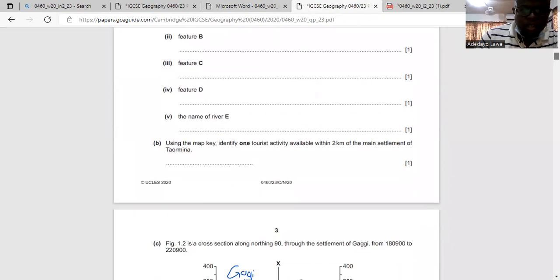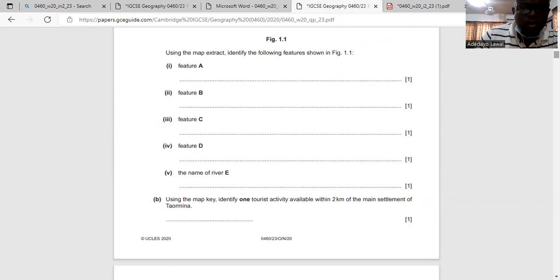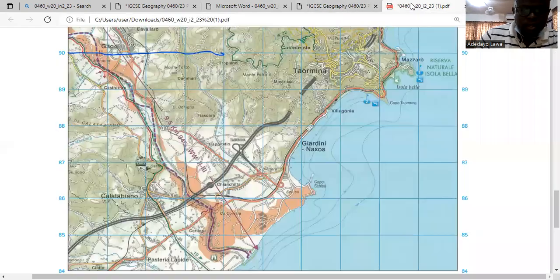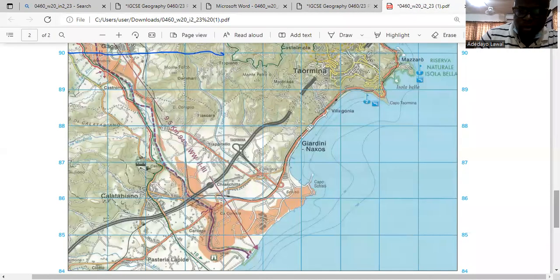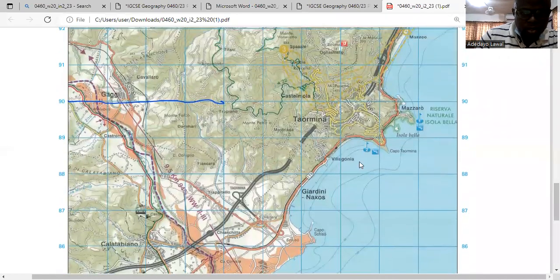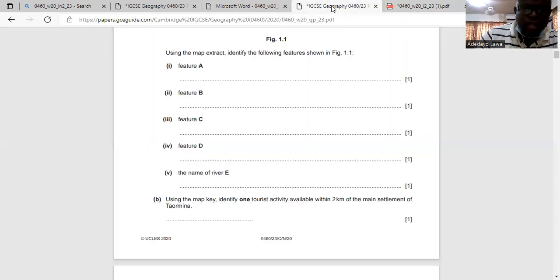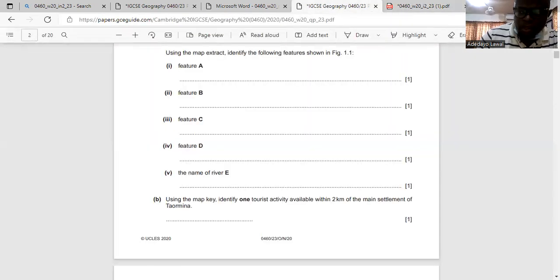Using the map key, identify one tourist activity available within 2 kilometers of the main settlement of Taormina. With your knowledge of scale, 2 kilometers within the, so this is Taormina here. What are the likely activities? There are plenty. You have to check what you can see here and go into the key to know what that is. But meanwhile, let me just make it fast.